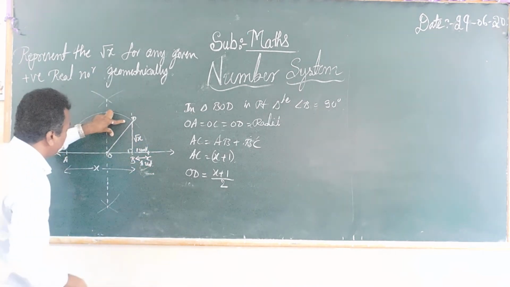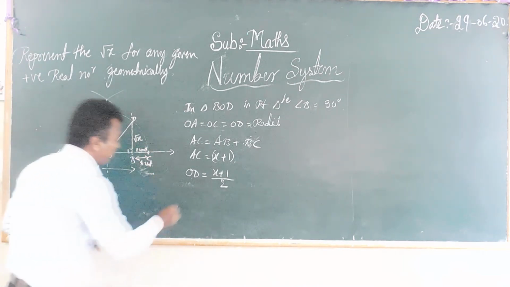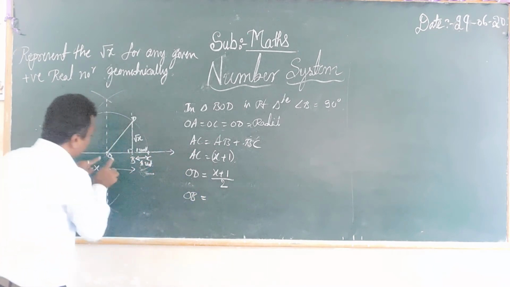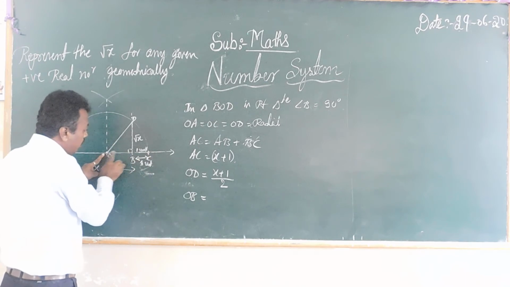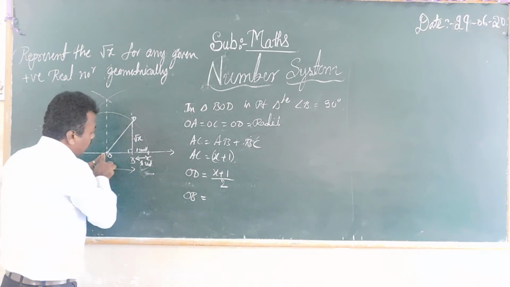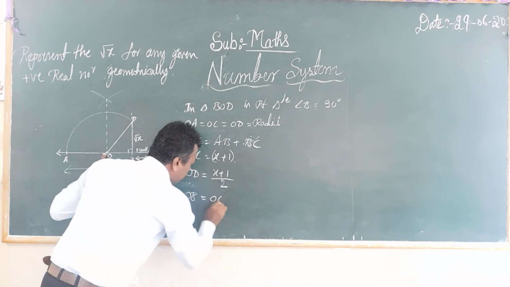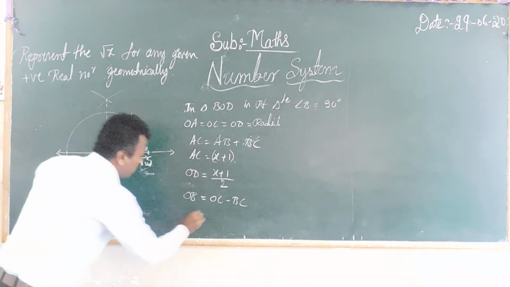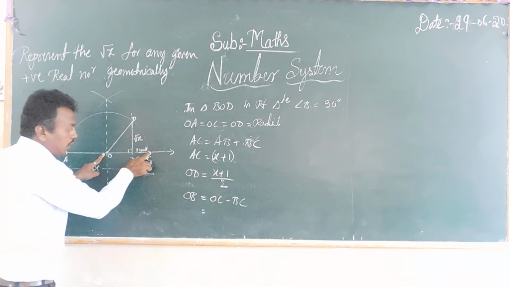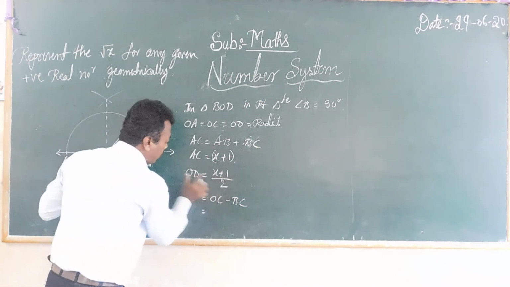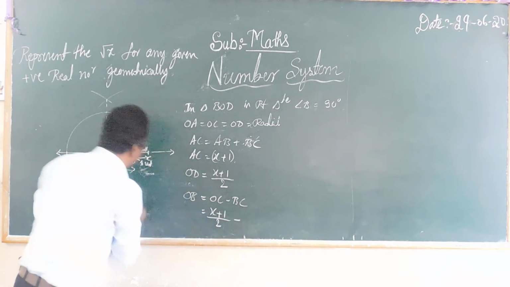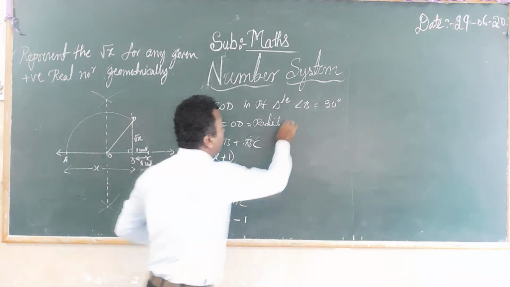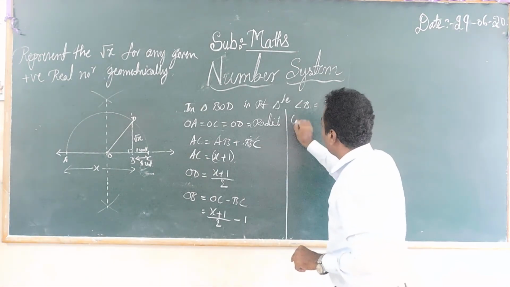Next, OD length I will take. Then OB I want. OB is equal to OC minus BC, then we will get OB. So what is OC? OC is the radius, the same as OD: (x plus 1) by 2. Minus BC, which is 1 unit.